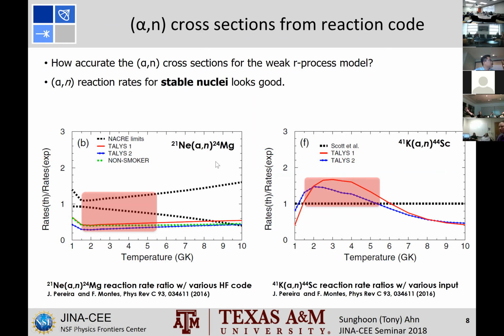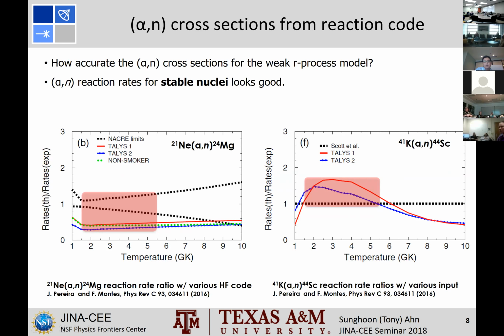The left plot shows the example of neon-21 alpha-n. The y-axis shows the ratio of the reaction rate between theoretical calculation and experimental measurement. You can see that they are very similar to the measurement. The figure is for different models: TALYS 1, TALYS 2, and Non-Smoker are different models. TALYS 1 uses the default parameter setting of the code, and TALYS 2 changes the setting to be similar to Non-Smoker.